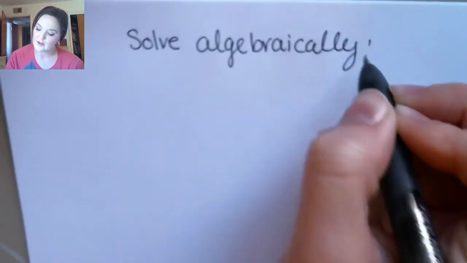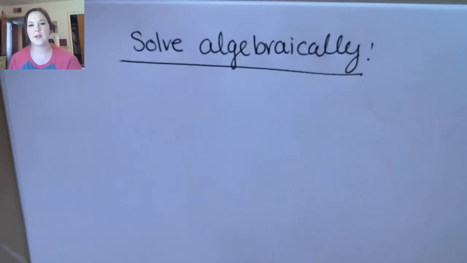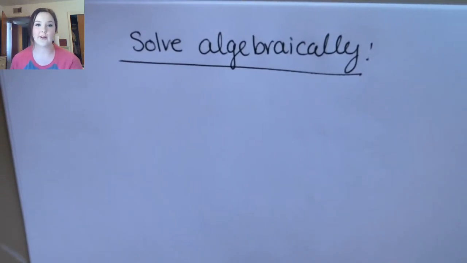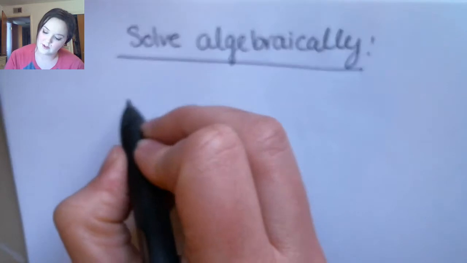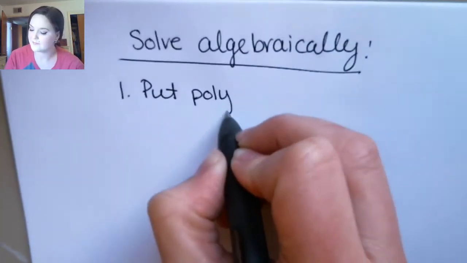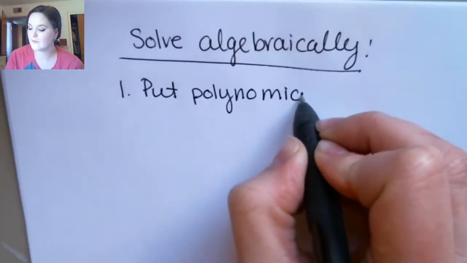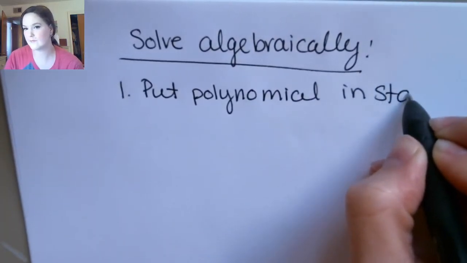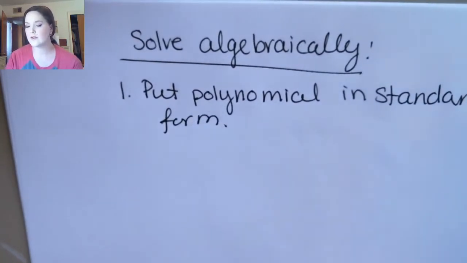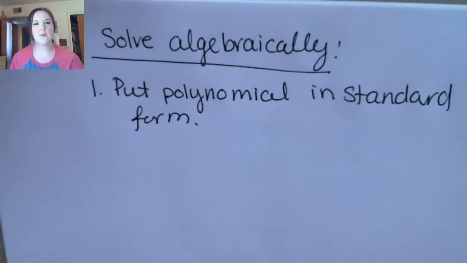I think the advantages to solving algebraically are that it's usually faster, and if the x-intercepts are non-integer values, it's more accurate. So the first thing you would do is put the polynomial in standard form. This is important for both methods. You can't use this method to compare it to 0 unless it's actually compared to 0.